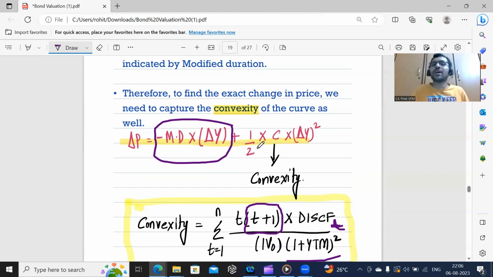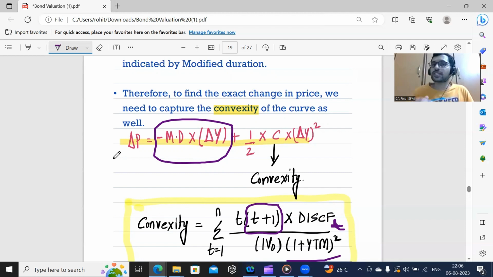This convexity number we are going to multiply with delta y the whole square into 1 by 2, and that is going to help us determine the change in price. In the next lecture, I will take an example where I will calculate modified duration and convexity, and we'll see what price estimate modified duration gives, and what price estimate convexity gives.